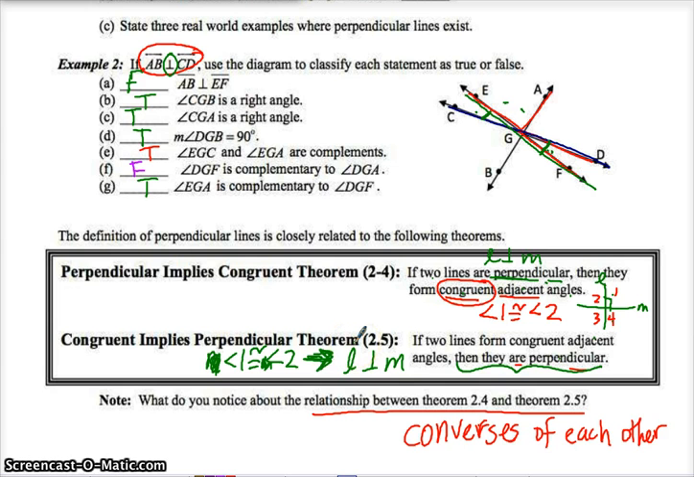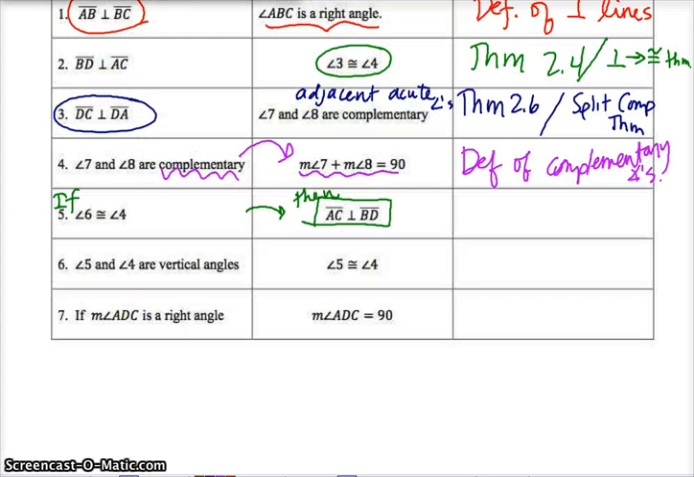So which one is it? It's theorem 2.5. What do we start with? We started with the angles being congruent to each other. We concluded that therefore those are perpendicular lines. So that is theorem 2.5, which is the congruent implies perpendicular theorem.